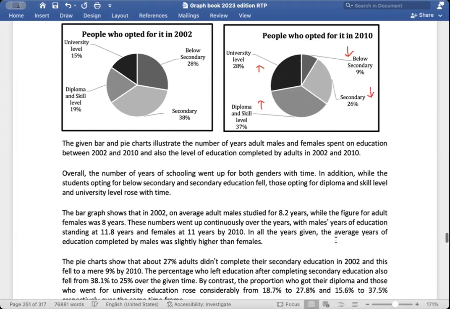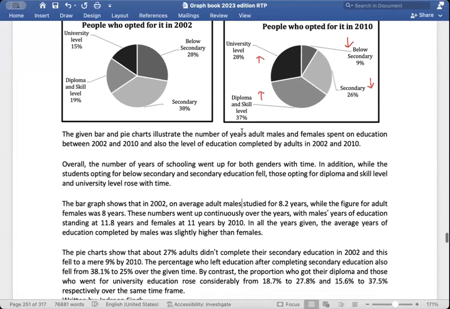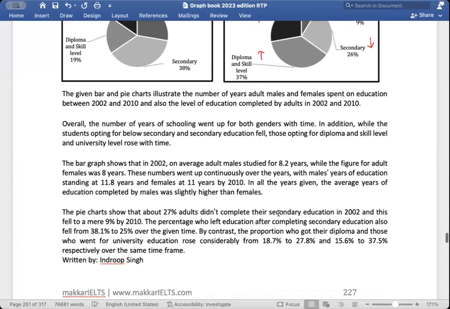In all the given years, the average years of education completed by males was slightly higher than females. So average years of education, this is for males. This is slightly higher, slightly higher, slightly higher, and slightly higher. So overall, the level of education completed by males was slightly higher than females. Is that correct? Is that clear?